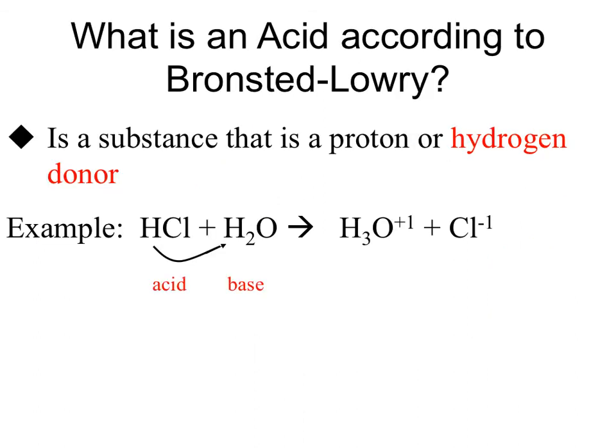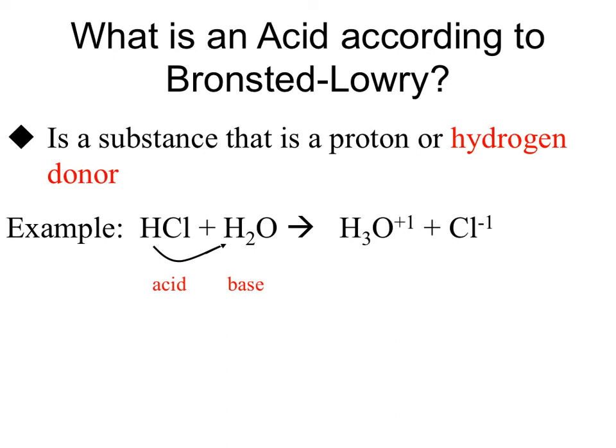So as mentioned in the beginning, there are several definitions of acids and bases. The two gentlemen, Bronsted and Lowry, came up with a secondary definition for an acid, and they defined it as a substance that is a proton or hydrogen donor.